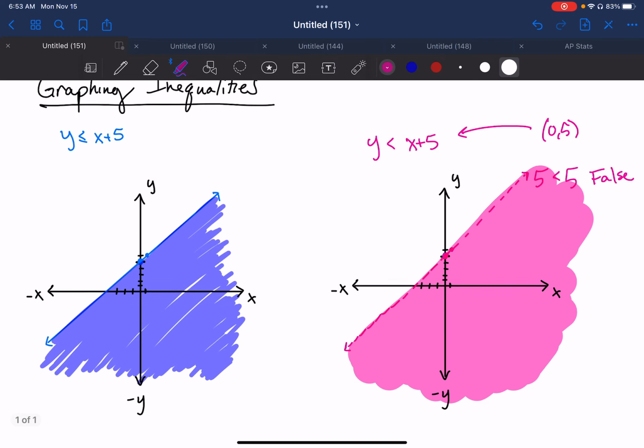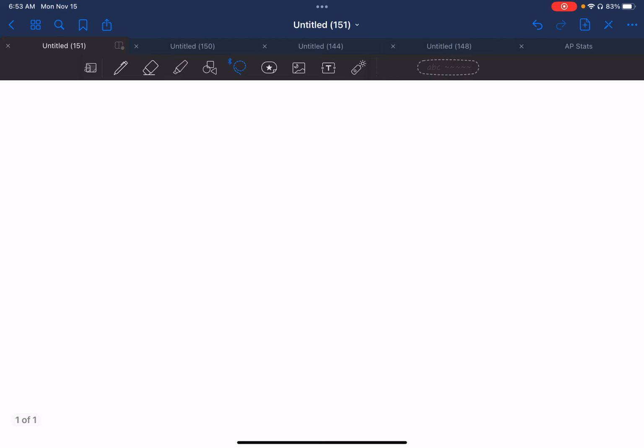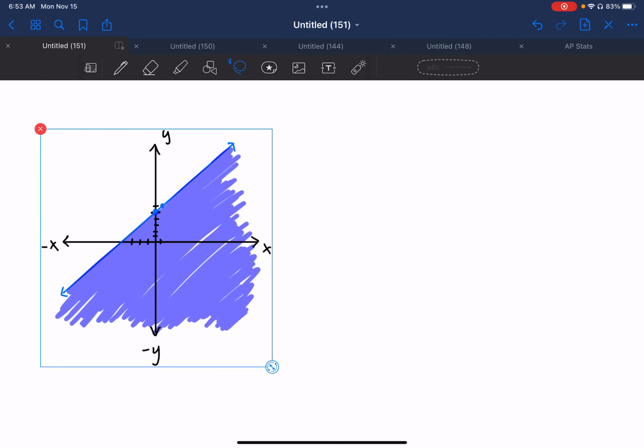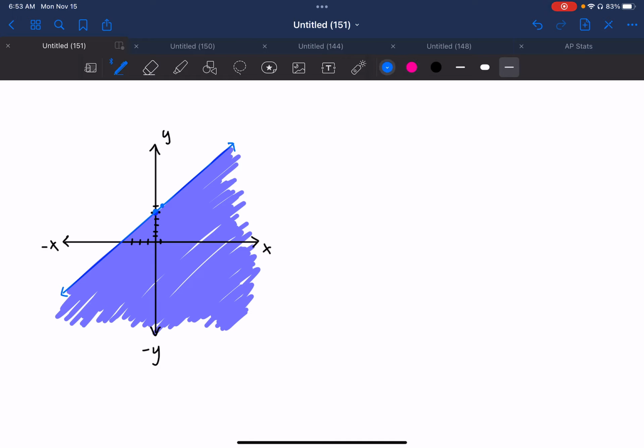So I'm going to scroll down here, paste this. This was our y is less than or equal to x plus 5. Next up, I'm going to be graphing, throwing in here in pink, y is greater than or equal to x. So first up, for right this second, I'm going to leave the shading. I'm going to not touch anything else about this equation. I'm only going to add my new line. So we have our solid line.